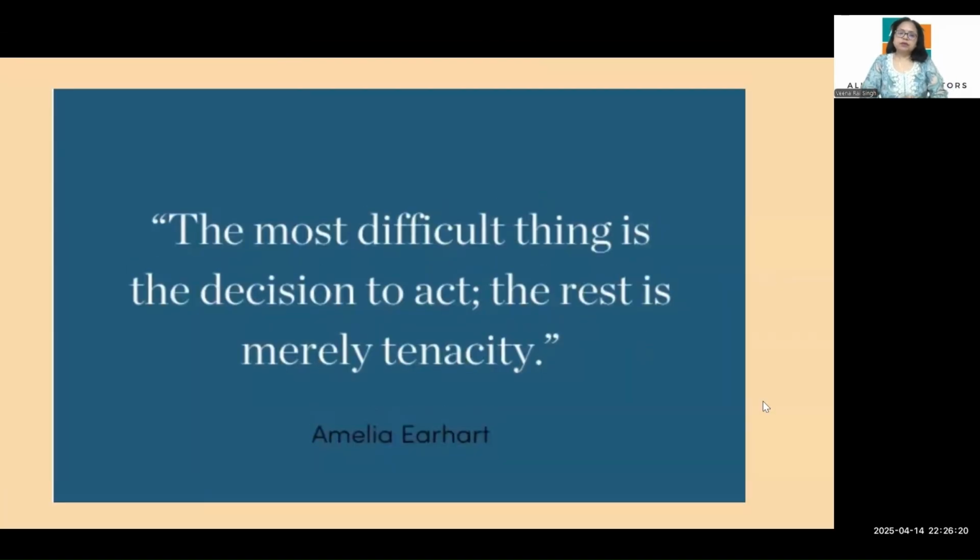So friends, I would like to end the meeting with a quote: the most difficult thing is the decision to act. The rest is mere tenacity.